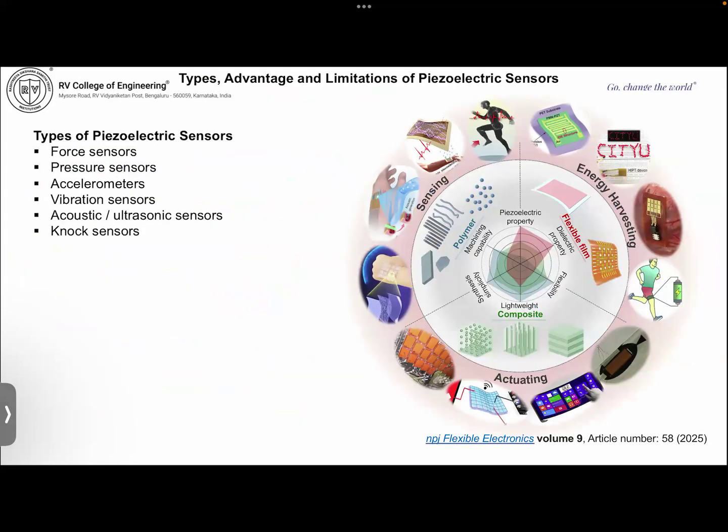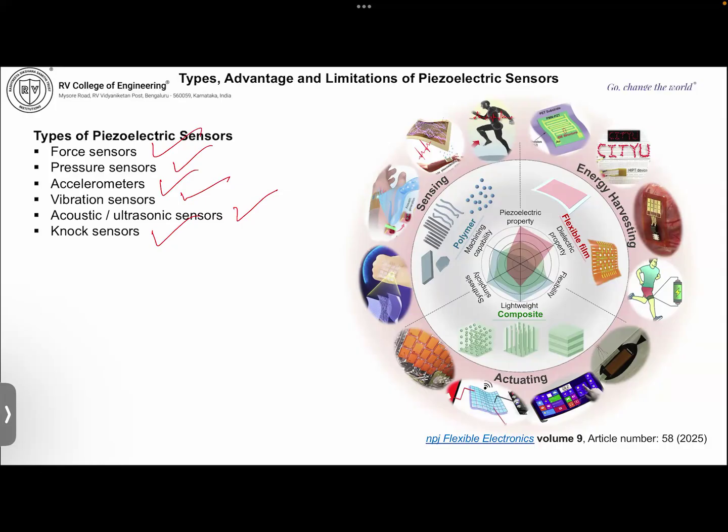Because of that property, PZT can be extensively used in various piezoelectric sensors. There are various types of piezoelectric sensors, like force sensors, pressure sensors, accelerometers, vibration sensors, ultrasonic sensors, and knock sensors. You can find a lot of commercial piezoelectric sensors available.